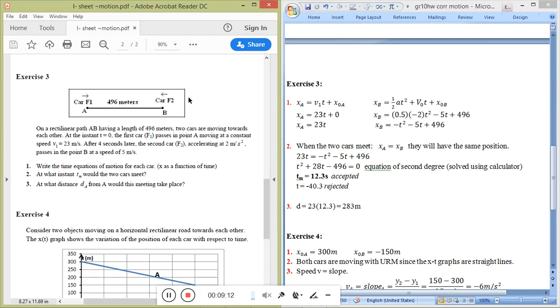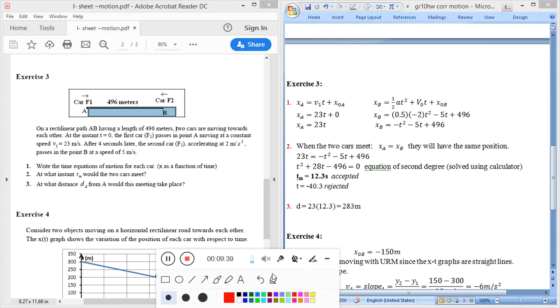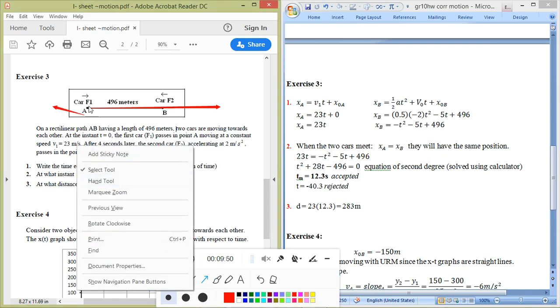Now, as for B, the motion is UARM since it's accelerating, so x equals half at squared plus v0 t plus x0. So a half, acceleration minus 2, since it's accelerating to the left. I took the positive axis to the right. So accelerating to the left, the acceleration is negative. This is the positive axis, and here is the origin. A is the origin.